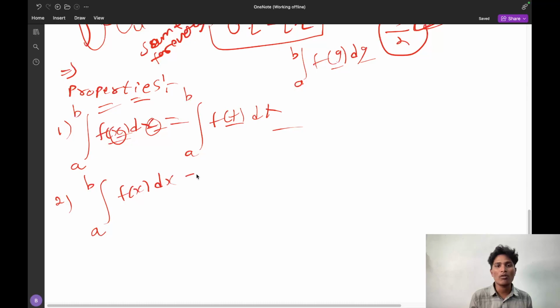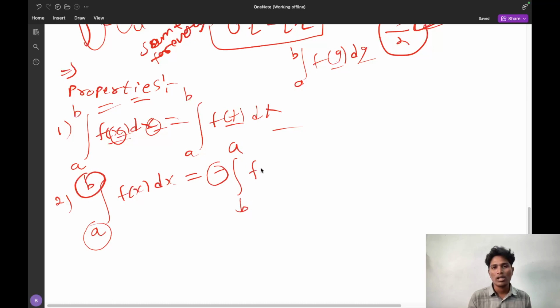And the second property is that I can interchange the limits. The upper limit now becomes the lower limit and the lower becomes the upper, but the negative sign will be outside of the integral of f of x dx.